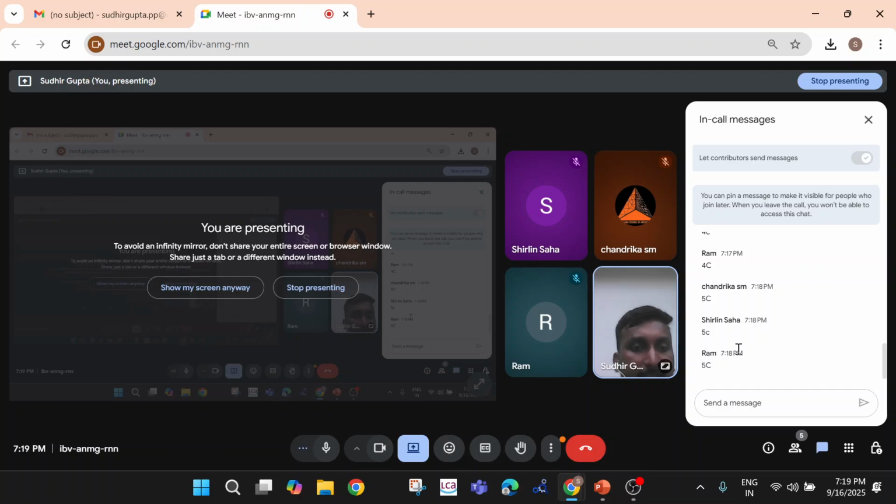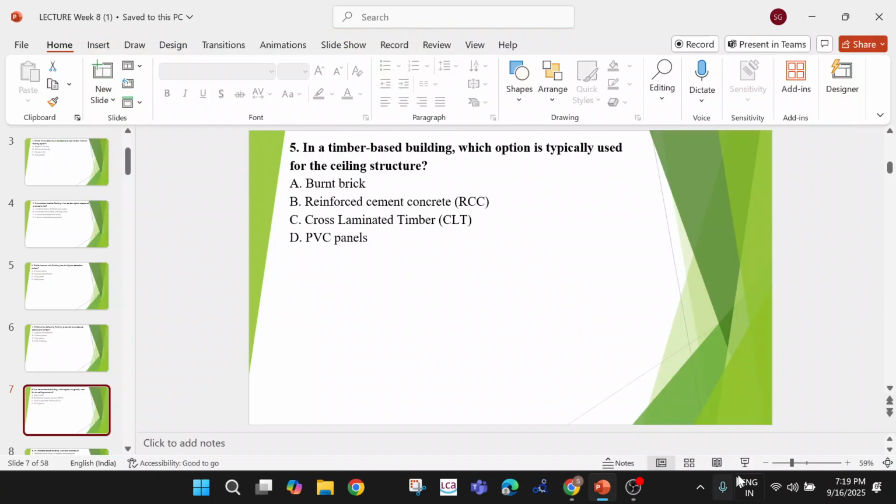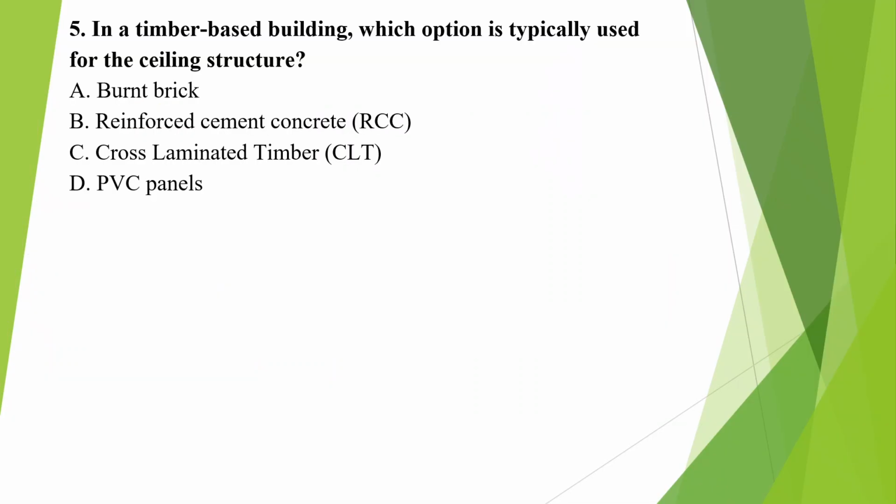So as I can see, Chandrika is the first to answer this question, then Shilin and Ram. So they all have answered C. Yeah, so option C, cross laminated timber, is the correct answer for this question, and it was well discussed.